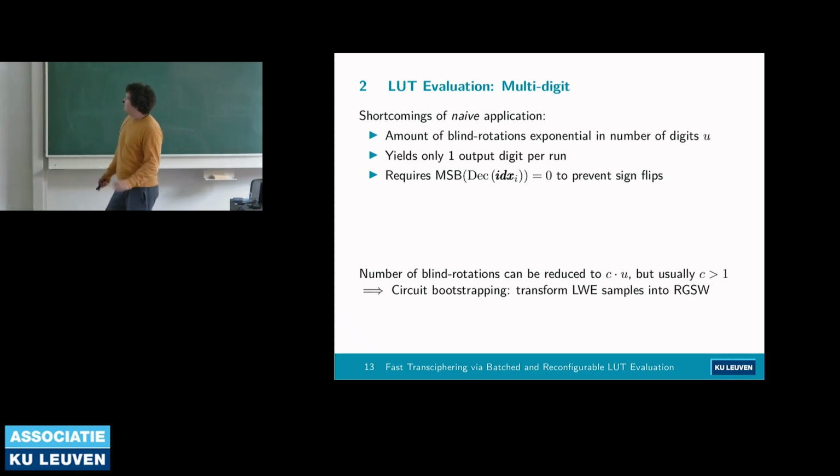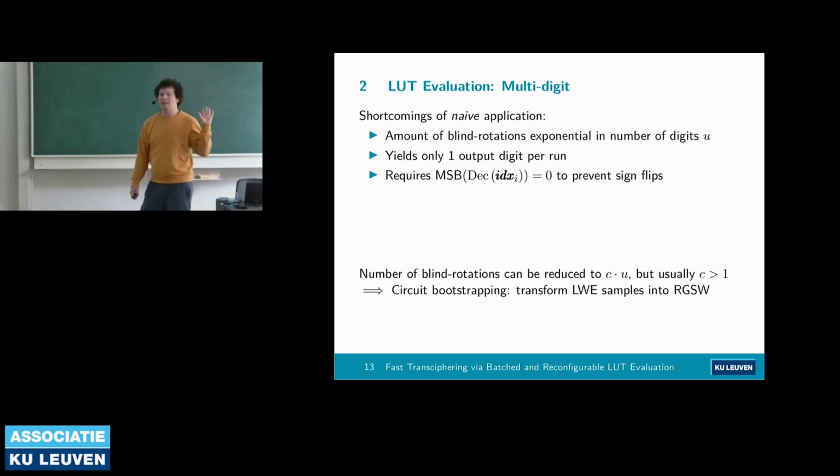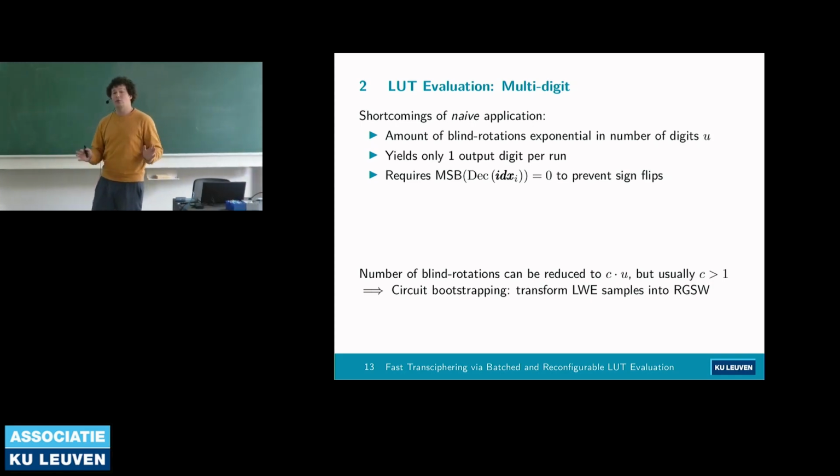Just for the sake of completeness, at least the first problem can be solved by doing something called circuit bootstrapping, which will transform LWE samples into a different type of ciphertext, which we can just multiply with polynomials without needing to do any blind rotations.